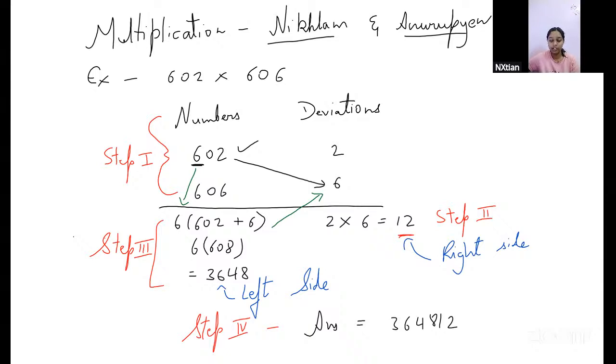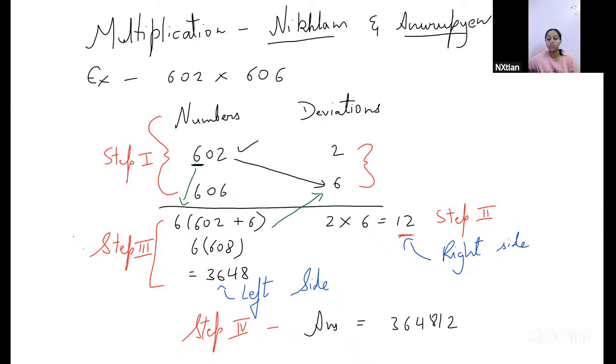First, we will write the numbers. Then we will put the deviations. 602 deviation is 2. 606 deviation is 6. Then multiply the deviations together. What we obtain, the product, will be the right side of the answer. Product 12 we got. 12 is the right side of the answer.